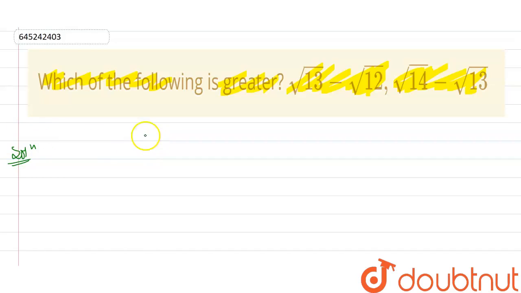So first of all, I can do one thing. We know the square of 13, so 13 square is basically 169. And the product of 12 into 14 is 168. So clearly we can see that 13 square is greater than 12 into 14.